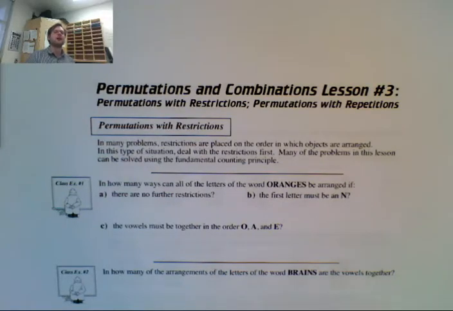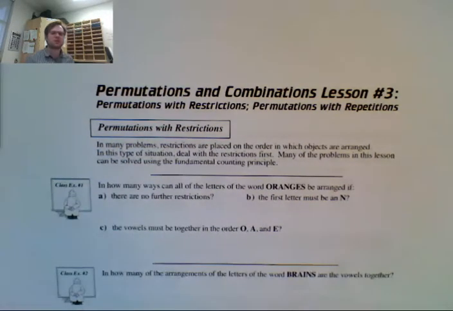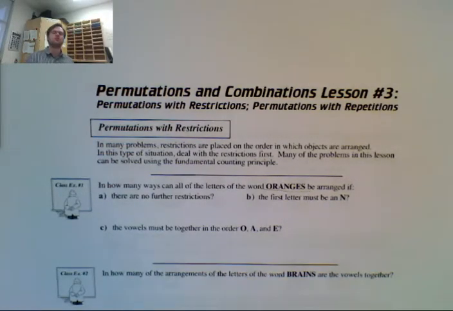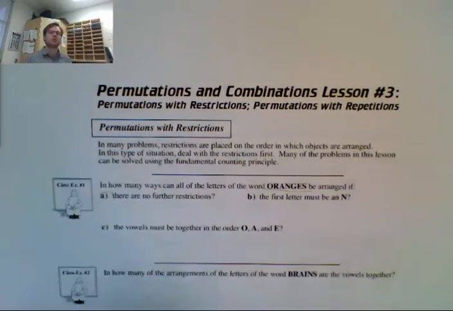Welcome back, Math 30-1. Today we are going to look at permutations with restrictions and permutations with repetitions. So our first question here is kind of like a question we've seen before. We're going to look at oranges and we're just going to rearrange them so we can make another word. And the first one says there are no restrictions.